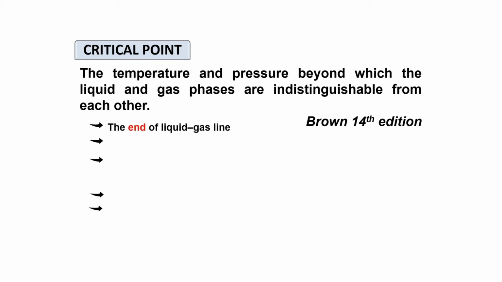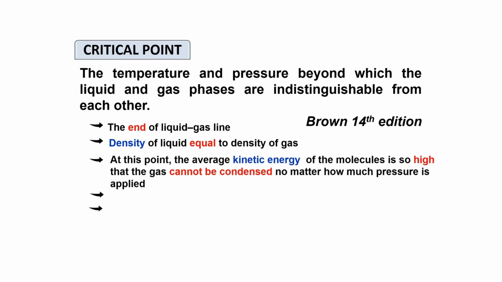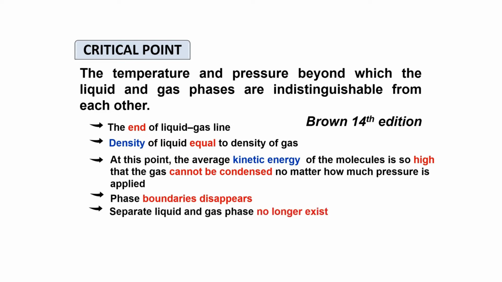Here we can see that at the end of the liquid-gas line, the density of the liquid equals the density of the gas. At this point, which is the critical point, the average kinetic energy of the molecules is so high that the gas cannot be condensed no matter how much pressure is applied. Phase boundaries disappear; separate liquid and gas phases no longer exist.